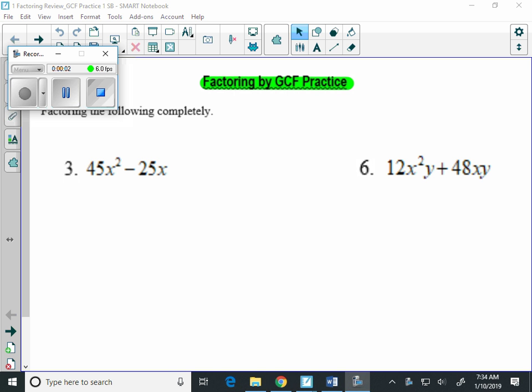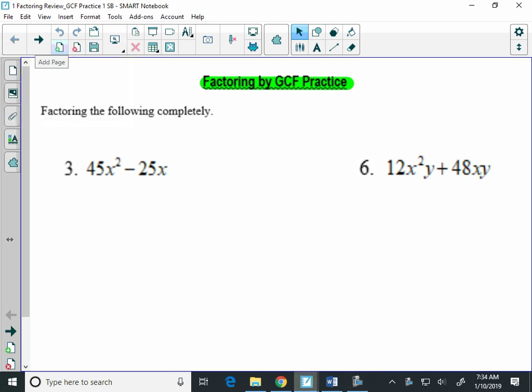All right, on this practice for GCF, this was on the back of the notes. I'm only doing problems 3, 6, and 11. If you need help on any of the other problems, then you need to ask your teacher or check the key that's posted on Canvas for help.